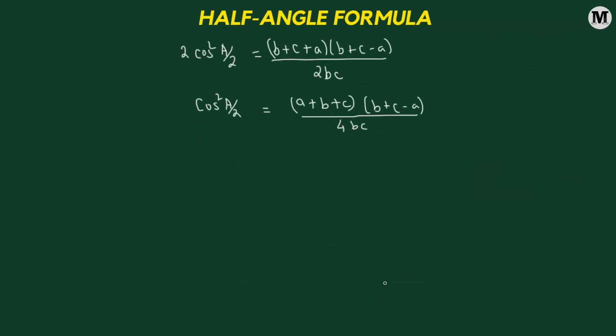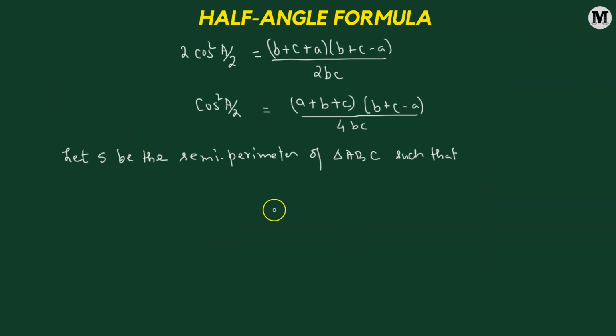Okay. Now what will we do? We're going to consider the semi-perimeter of a triangle. We know that A, B, and C are the sides of the triangle. So if we take their sum, A plus B plus C, that's going to give us the perimeter of the triangle. And we're going to take half of that perimeter. This is going to be equal to the value S, where S represents the semi-perimeter.